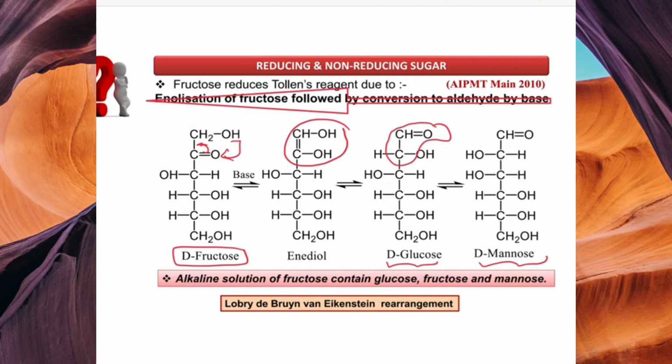So because of enolization, the fructose contained glucose, fructose, and mannose. That rearrangement we are calling the Lobry de Bruyn–van Ekenstein rearrangement. Because of this, it is acting like a reducing sugar.